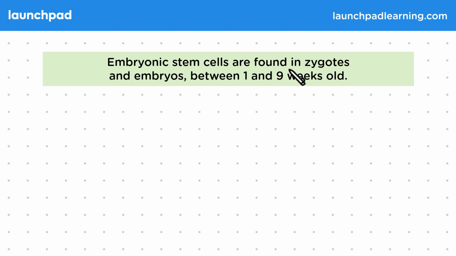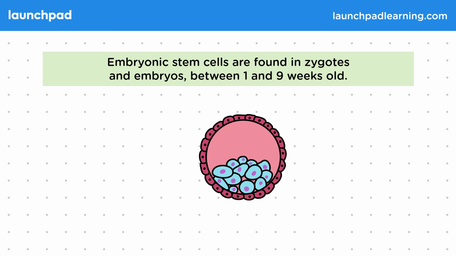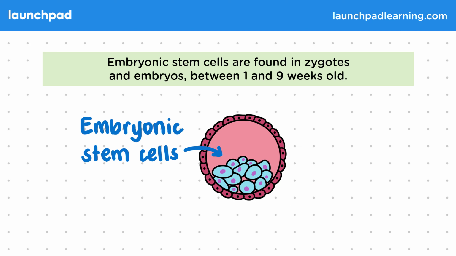Embryonic stem cells are found in zygotes and embryos between 1 and 9 weeks old. Zygote is the term that we use for a fertilised ovum, and an embryo is what grows from the zygote. This simple diagram gives an idea of what an embryo looks like. Remember, this develops from a fertilised egg cell. Inside the embryo, you can see embryonic stem cells.